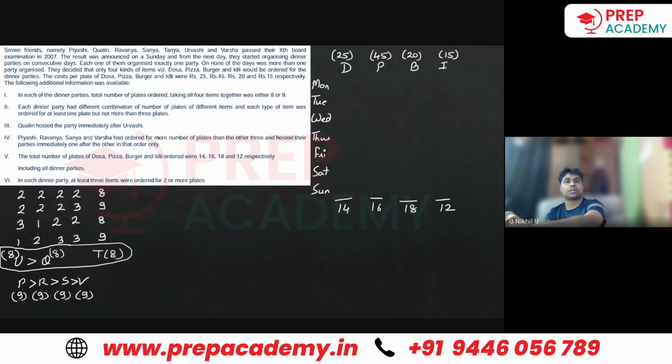Okay. So the maximum expense of ordering 8 items. 8 items, the ways were this and this. And if I order two of each, then what will be the expenditure? Two dosas, 50 rupees. This is 90. This is 40. This is 30. What will be your summation? 210.